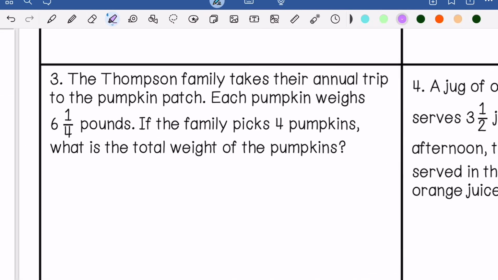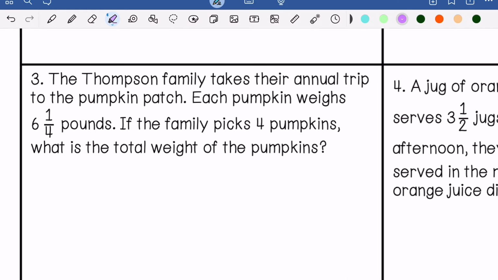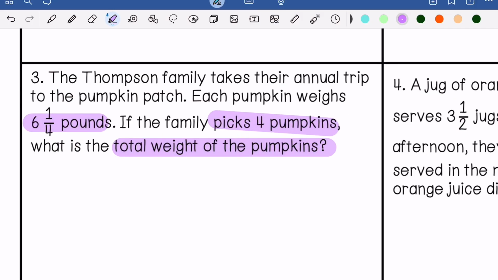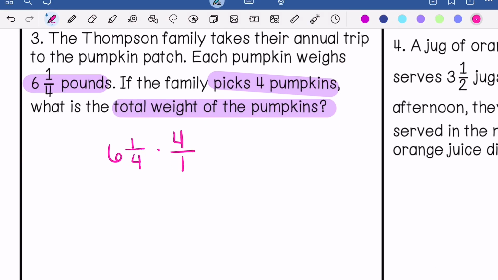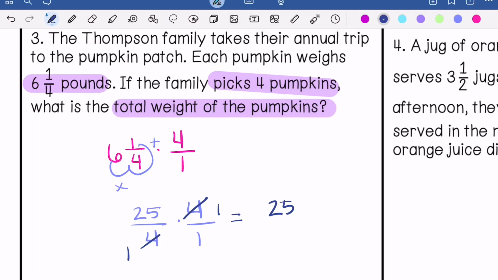The Thompson family takes their annual trip to the pumpkin patch. Each pumpkin weighs 6 1/4 pounds. If the family picks 4 pumpkins, what is the total weight of the pumpkins? I have 6 and 1/4 times 4. That's a whole number, I'm going to put it over 1. Going to convert this mixed number to an improper fraction. I see an opportunity here to cross simplify. So 25 times 1 is 25, 1 times 1. This becomes 25 pounds.